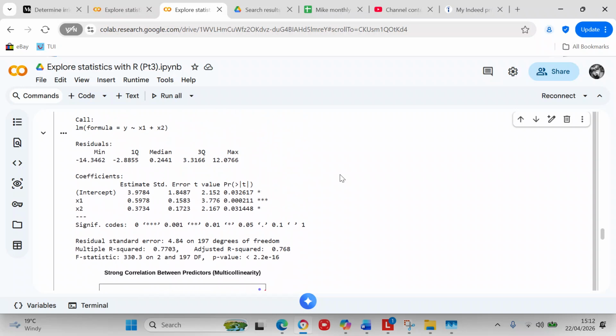You've got your residual standard error, which is 4.84 on 197 degrees of freedom, that is 200 samples minus 3. Multiple R-squared is 0.7703. Adjusted R-squared is 0.768. Then your F-statistic is 330.3 on 2 and 197 degrees of freedom. And your p-value is a really low value.